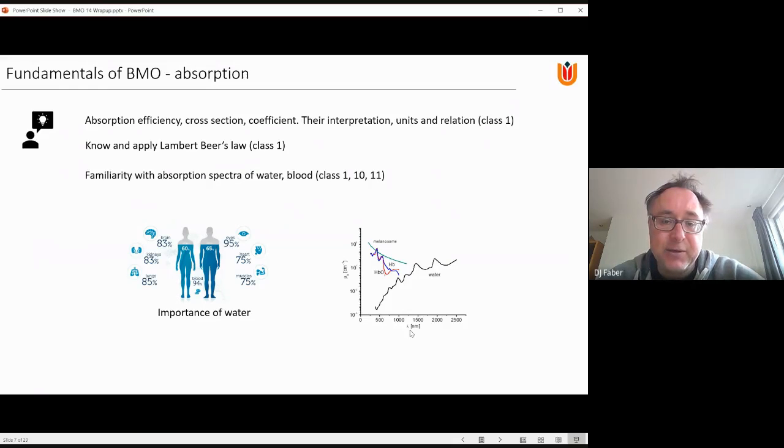Of course, the other major absorber is hemoglobin in its oxygenated or deoxygenated form, which is well known because it has these huge absorption peaks at visible wavelengths.